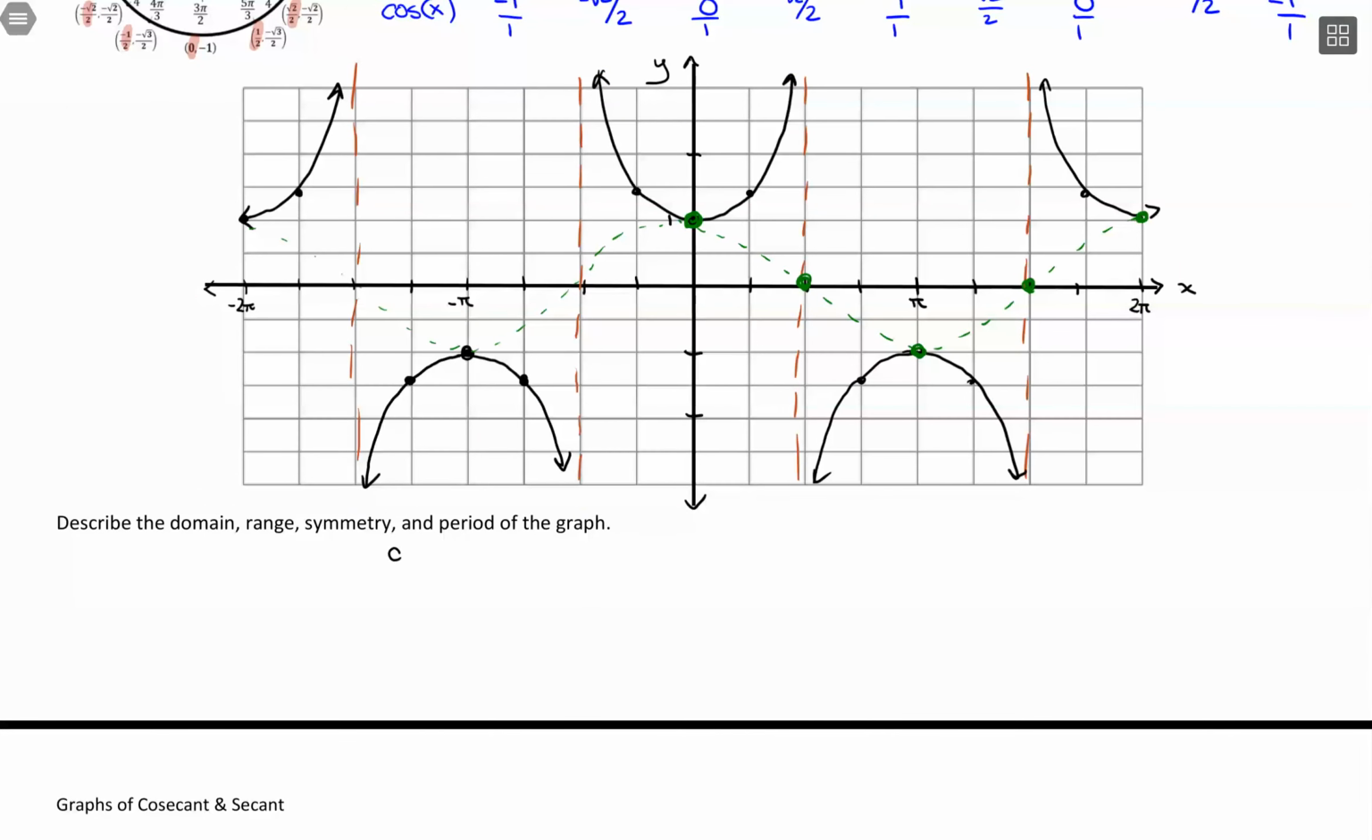All right, for the domain, what we can see is x cannot be. We're seeing an asymptote at pi over 2. And then we're seeing these increments of pi. So every pi units, we're seeing a repeat of the asymptote. So we're going to start at pi over 2 and then say we'll see those asymptotes for every increment of pi, where k is an integer.